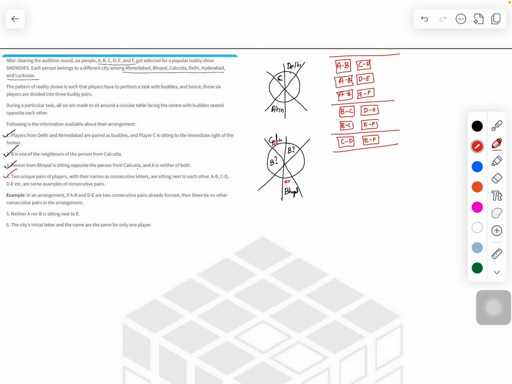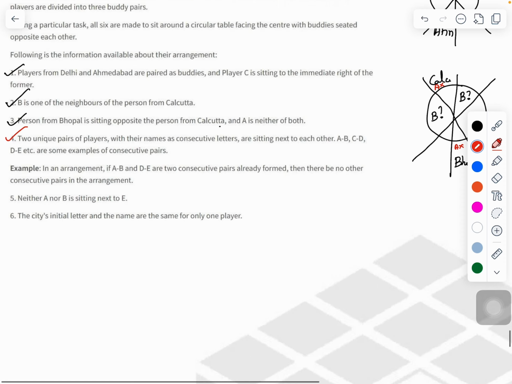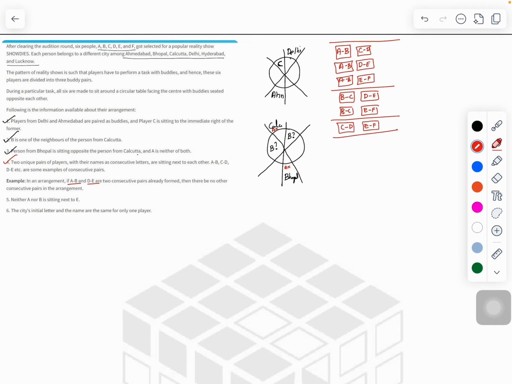Now let's go to point 5. Now that's what they are giving as an example. If AB and CD are two consecutive pairs already formed, there will not be any other consecutive pairs in this arrangement. There will be exactly 2 consecutive pairs, not minimum 2. Now let's move on to point number 5. Neither A nor B is sitting adjacent to E. A is not sitting adjacent to E. Similarly, B is also not sitting adjacent to E. Okay, point 5 is noted.